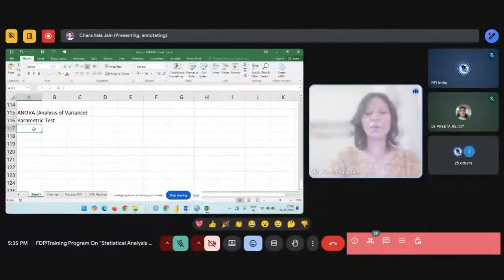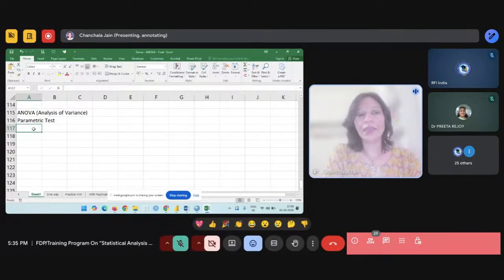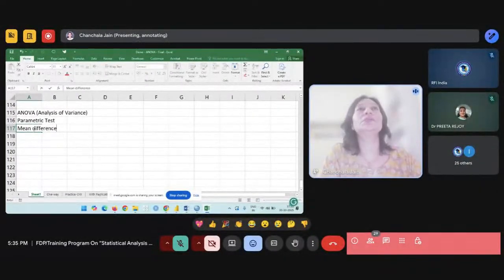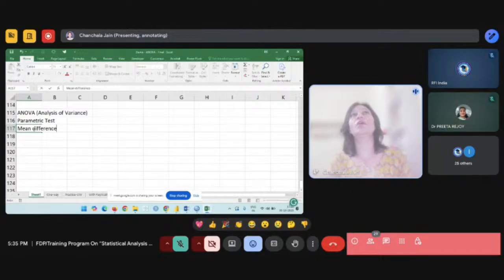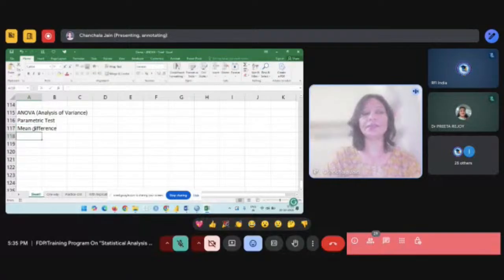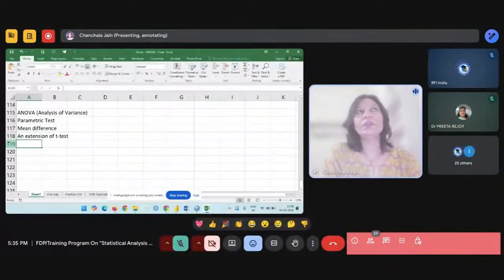Now, when I talk about ANOVA, it is also used for finding the mean difference. Yesterday when I talked about the t-test, I said the t-test is used for finding the mean difference. In the same way, ANOVA is also there for finding the mean difference. So ANOVA and t-test are doing the same thing for us. But ANOVA is nothing but an extension of the t-test. It is the enhanced version of the t-test.